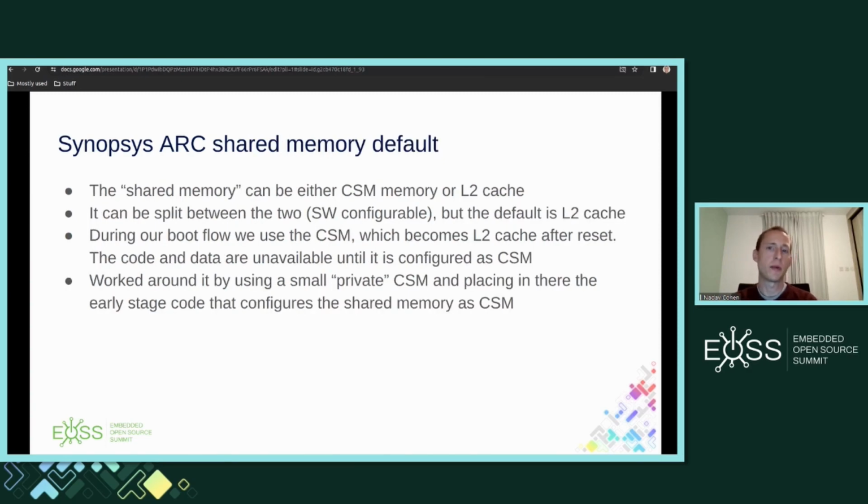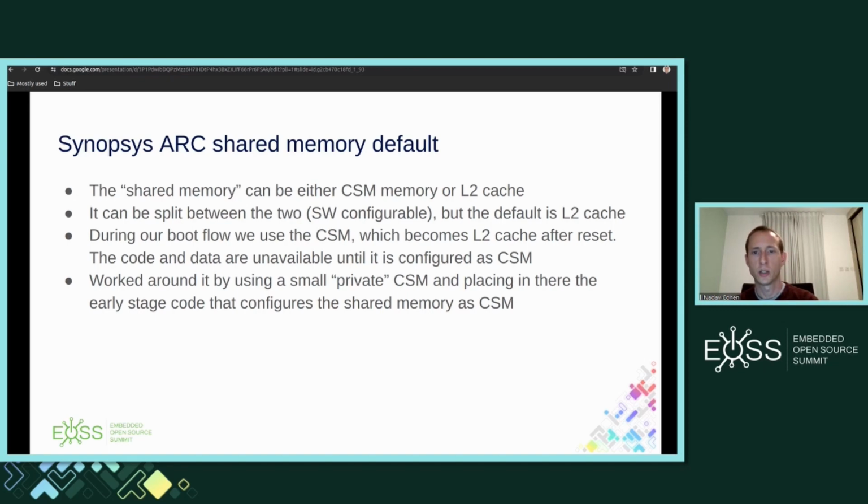This example is not a bug, but a software challenge that we had to deal with. In the Synopsys ARC memories architecture, there is an option to have a shared memory area that can be either cluster shared memory or L2 cache. For example, 2 MB of shared memory can be defined by software to be either 2 MB of CSM, 2 MB of L2 cache, or split between CSM and L2 cache.